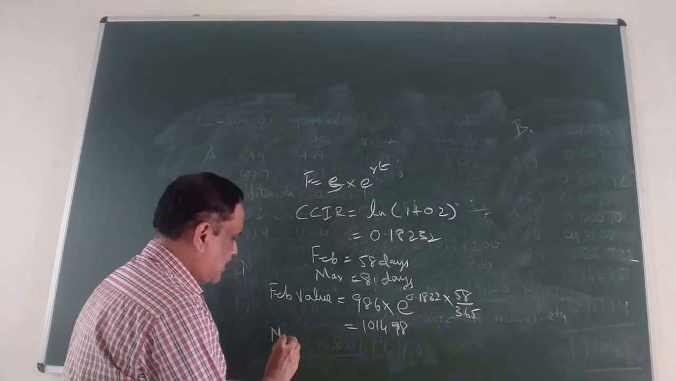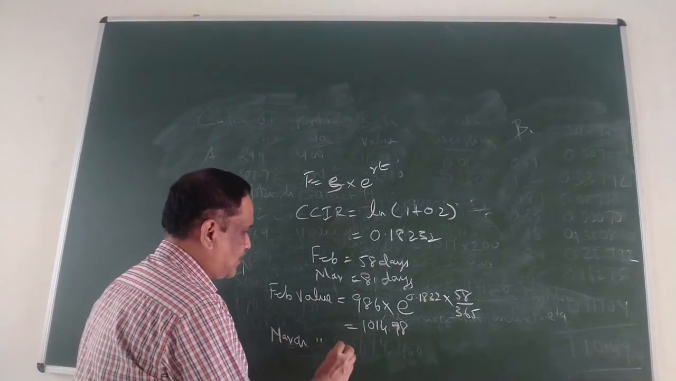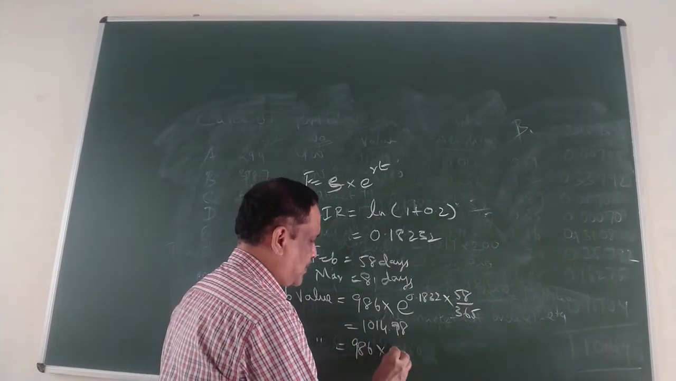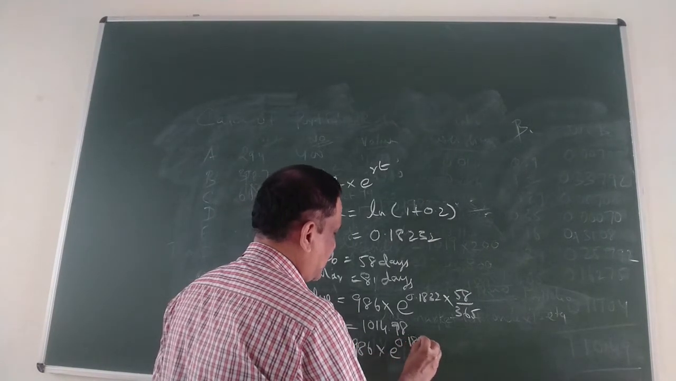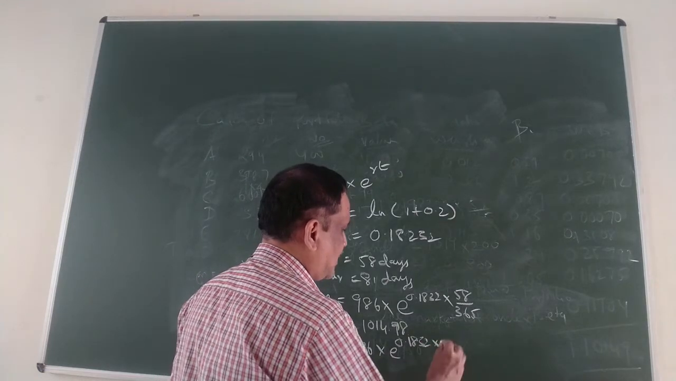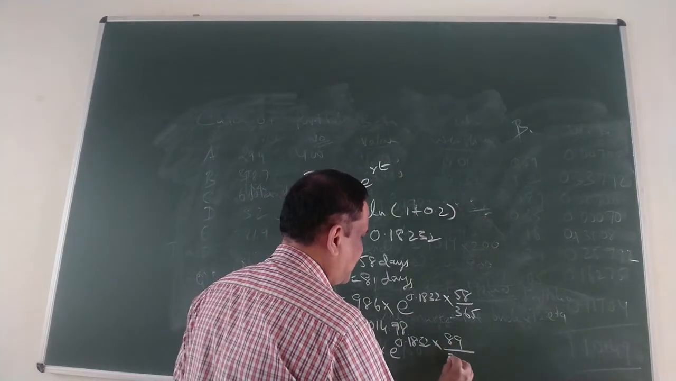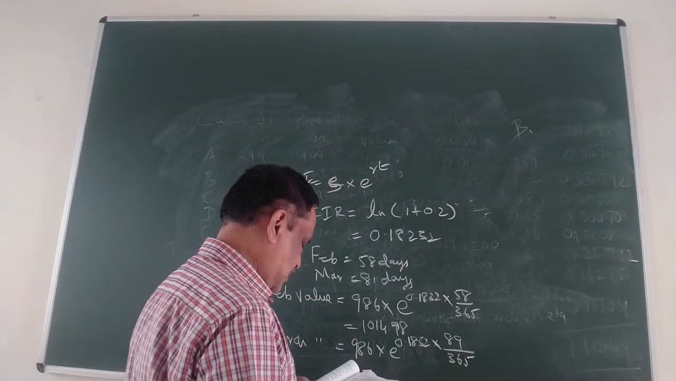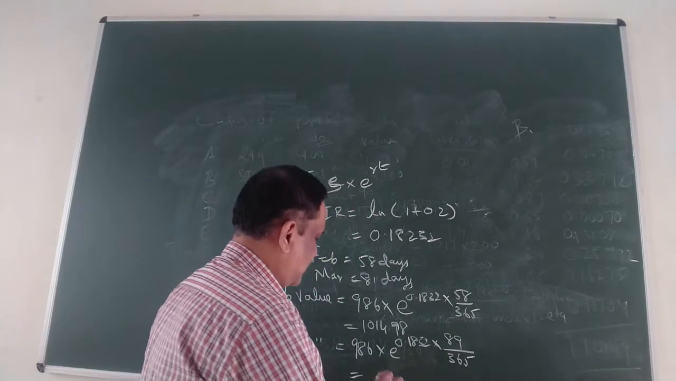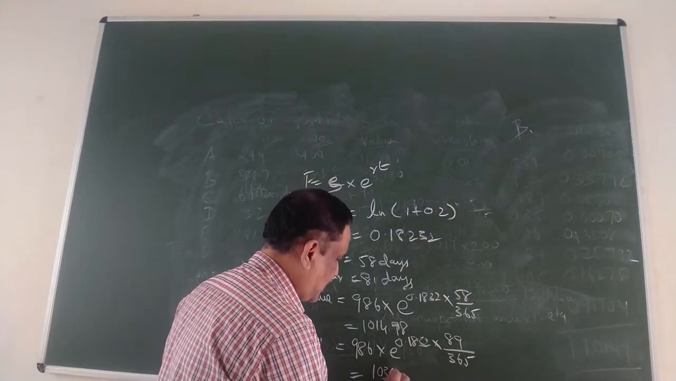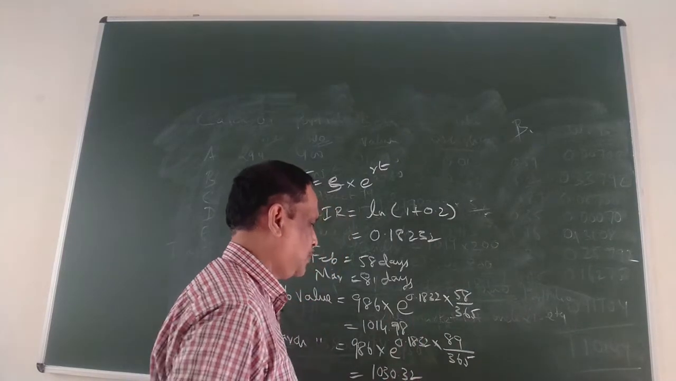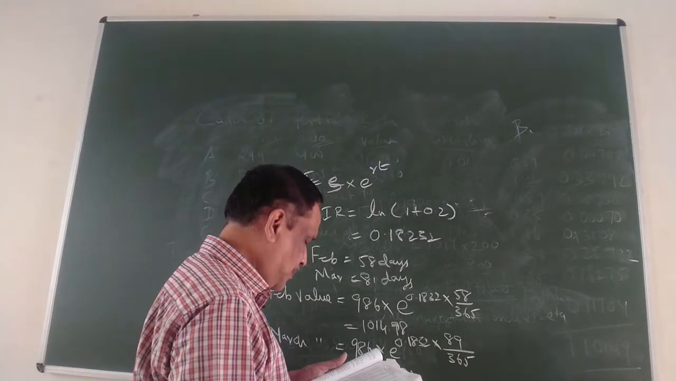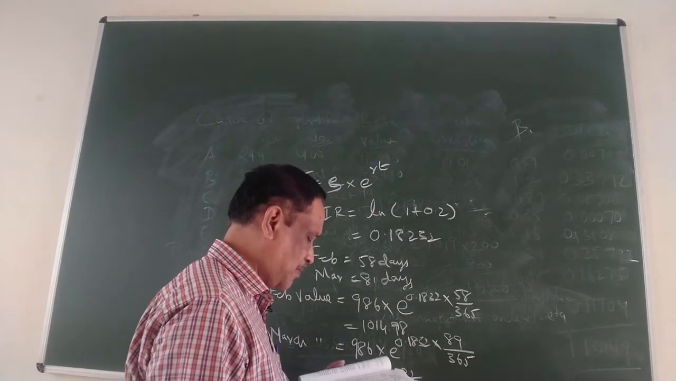Then the March contract will be 986 into e power 0.1832 into 89 divided by 365. That will be 1030.32.